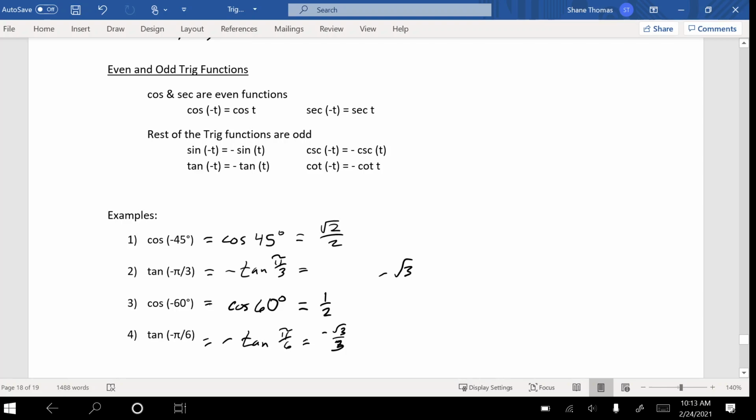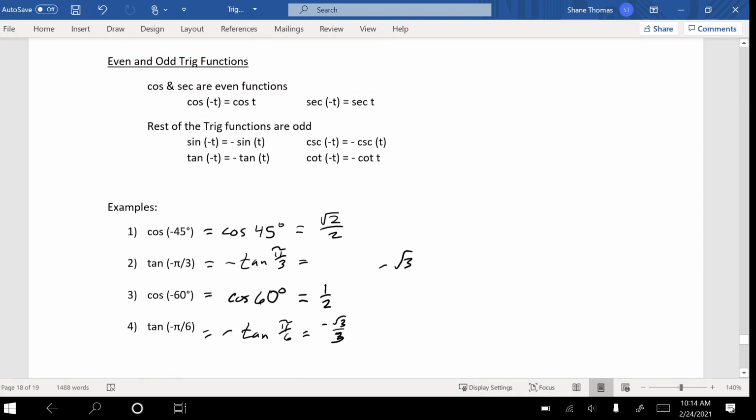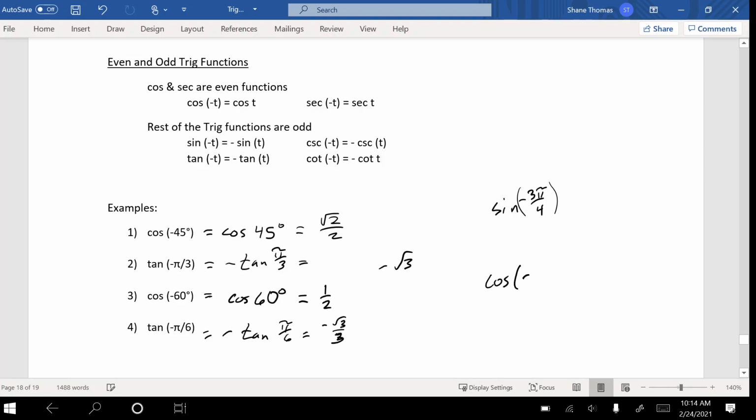Any questions so far? All right, I'm going to give you 2 here. I want you to give me the sine of negative 3 pi over 4. And I want the cosine of negative 4/3 pi. All right, take a minute and try those 2.